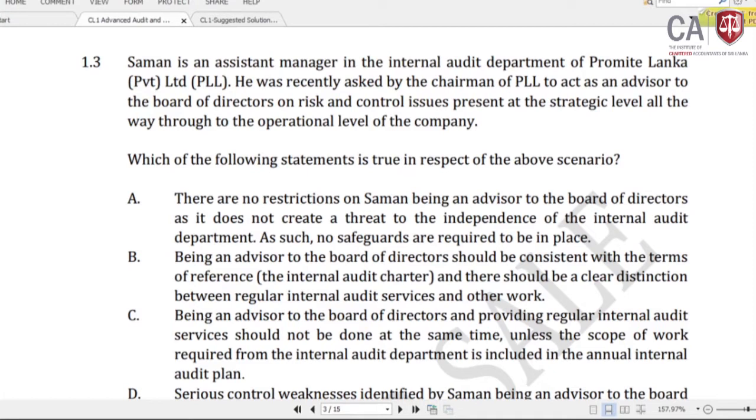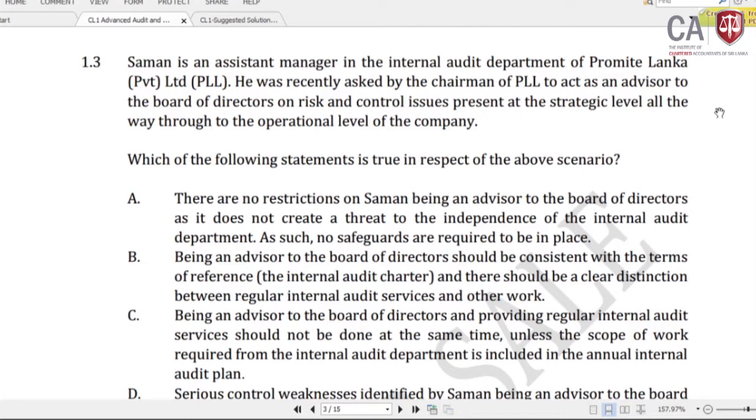So which of the following statements is true in respect of the above scenario? I hope that you can remember this one. This comes under the consultancy role of the internal auditor, providing review and consultancy. Can you remember that it is available in the internal auditing chapter of your study text? If you go to page number 635, you can find this information. So which statement is correct?